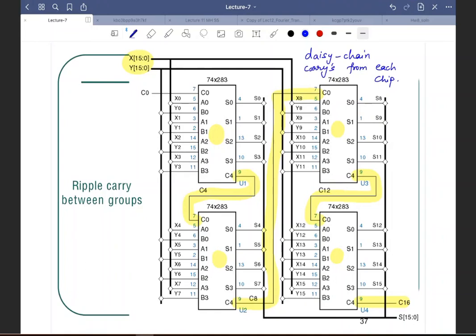So that takes care of the fan-in problem, right? Because even though we are only adding 4 bits here, 4 bits here, 4 bits here, 4 bits here, we have kept it to only 4 bits and not made it into 16 bits, so the fan-in is manageable for each chip. And the only way to connect them to make a 16-bit adder is to ripple the carries between those groups.